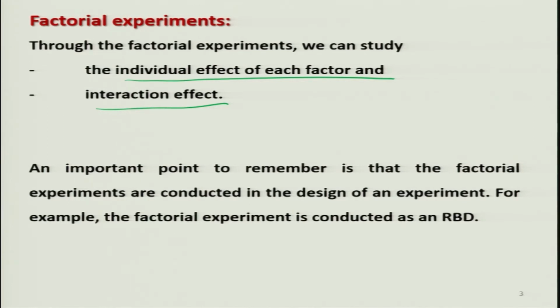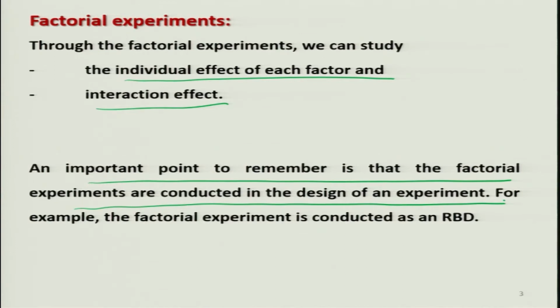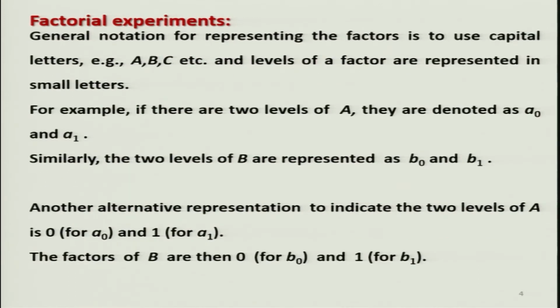As I said earlier, I will repeat again that an important point to remember is that factorial experiments are conducted in the design of experiments setup. For example, the factorial experiment is conducted inside the setup of a randomized block design. That is what we are going to consider in this lecture. Once again, a quick review of the symbols and notation. Now we are not going to talk about I0, N0, I1, N1 as the irrigation or nitrogen factors, but we are simply going to develop everything in terms of the factors A, B, C, A0, A1, B0, B1, C0, C1, and so on.